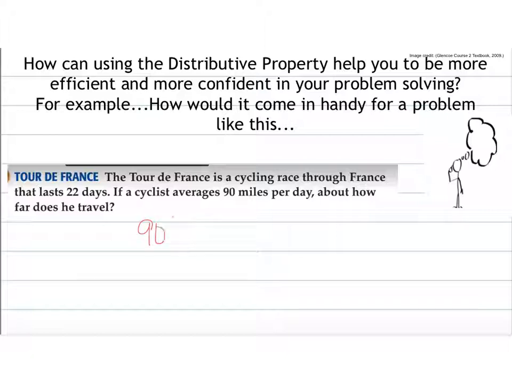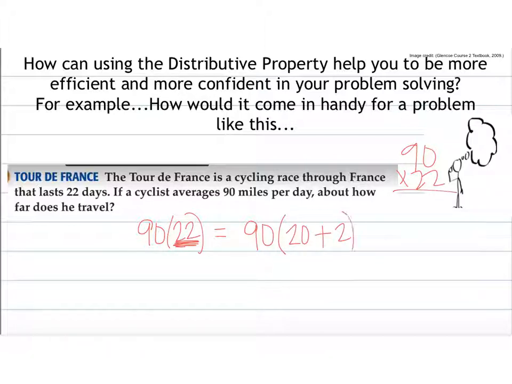So I would do 90 times 22, and then I could sit there and try to multiply that out. Or I can split up my 22 into two numbers that would be easier to multiply, and I could do 90 times 20 plus 2, because 20 plus 2 equals 22. And then I can distribute out my 90 to both, so 90 times 20 plus 90 times 2.